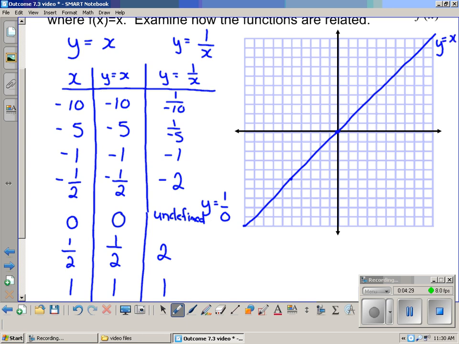Let's look at y equals 1 over x. When x is negative 10, looking at this first point, our function is negative 1/10. So it is awfully close to 0, but not 0. If I come back to x equals negative 5, my y value is negative 1/5, so it's a little bit further away. I should use a different color for these. Let's make these in red. When x is equal to negative 1, y is also negative 1. When x is equal to negative 1/2, so halfway between 0 and negative 1, my y value is negative 2.